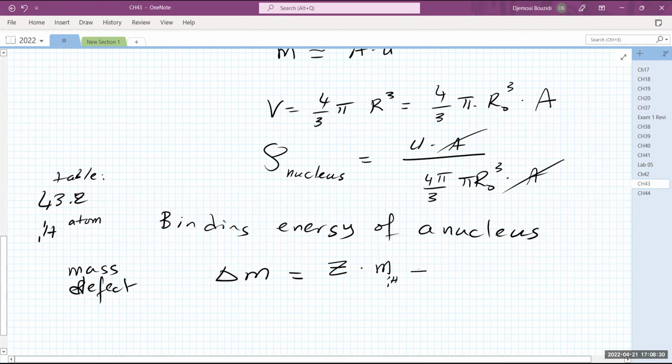And add to it, and this is coming from that Table 43.2, that number should be 1.007825 U, where U is given up there, okay? Plus the number of neutrons times the mass of the neutron. And the mass of the neutron is given, did I give?